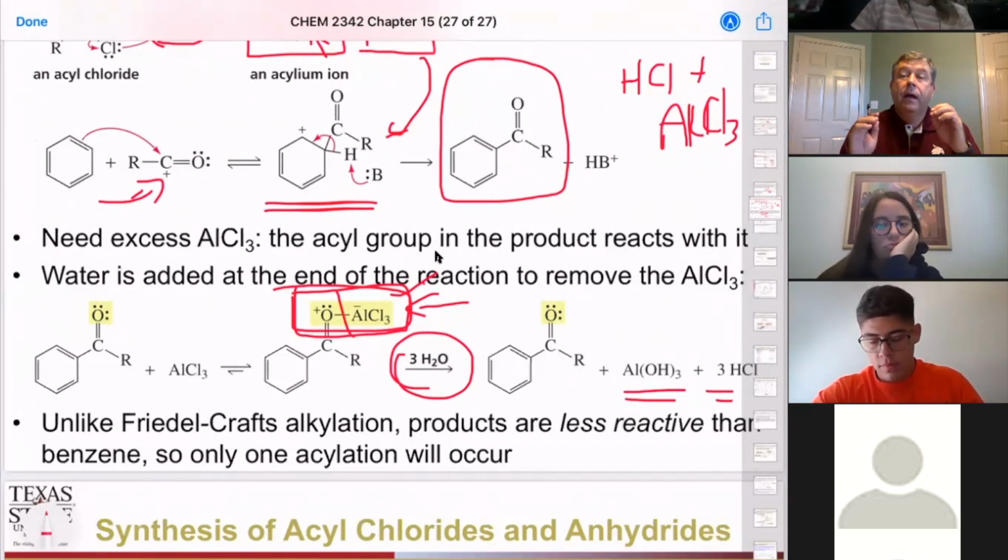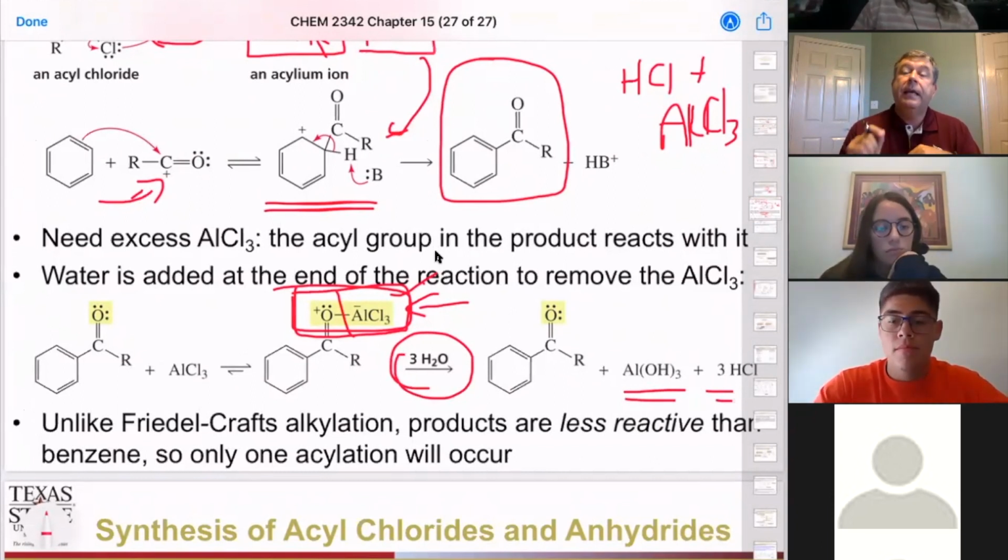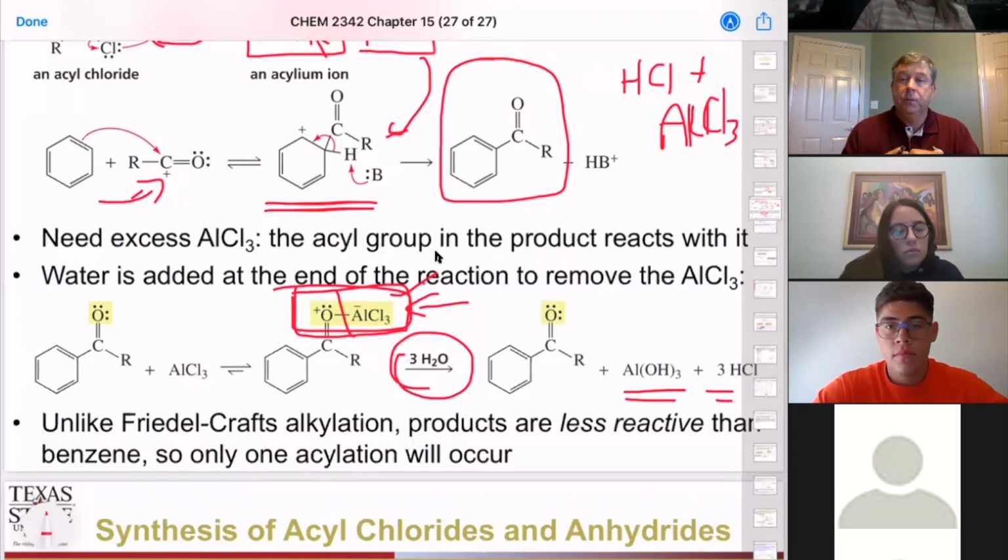So the other difference between the Friedel-Crafts alkylation and the Friedel-Crafts acylation is once you put that carbonyl on there, the ring is now less reactive than it used to be. So it's very easy to put just one group on there. So you have much better specificity about which carbon is bonded to it and how many you put on there with the Friedel-Crafts acylation, okay? Questions on that?